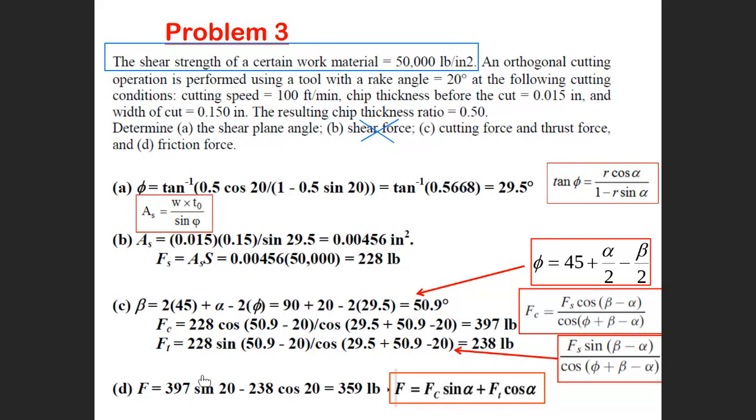And finally, the friction force is needed. What is the friction force? Friction force can be obtained from the Merchant circle, or equals Fc sine alpha plus Ft cosine alpha. This is one way. Another way, F can also be obtained from the Merchant circle as we described earlier.